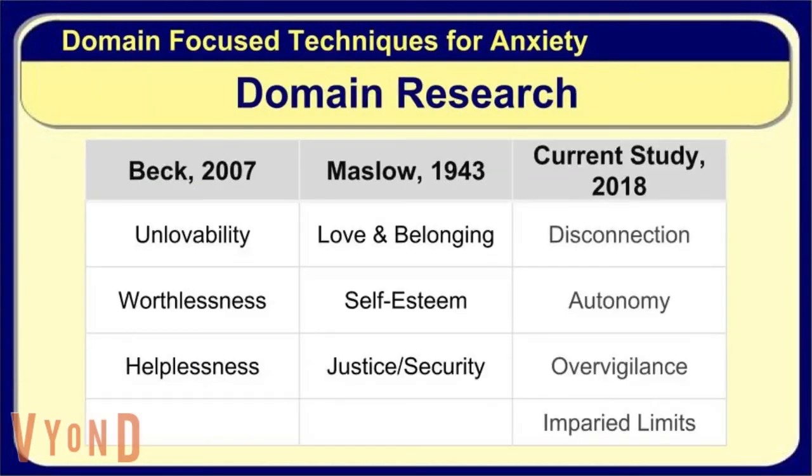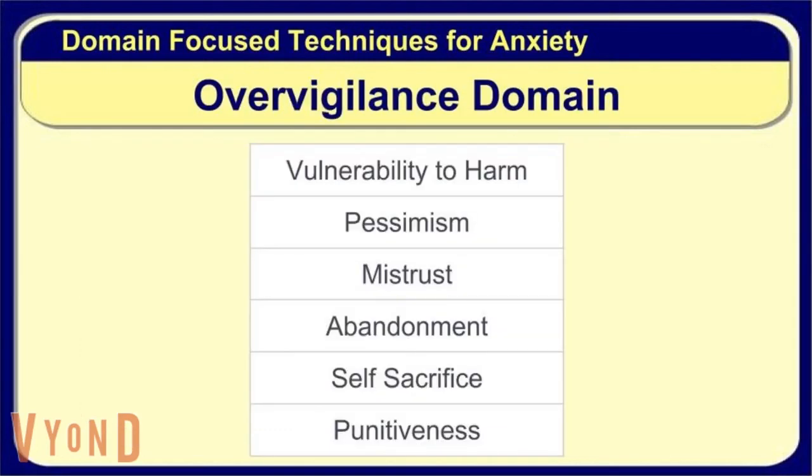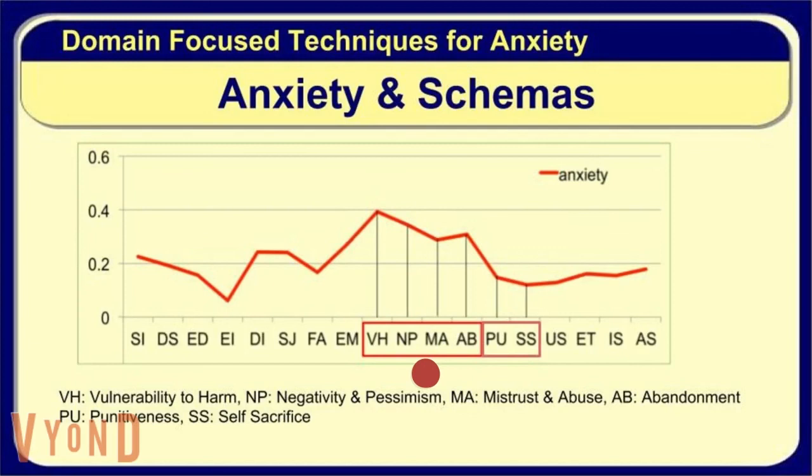When we compare our results with Beck's core cognition domains and with Abraham Maslow's Hierarchy of Needs model, it looks like we are talking about similar need concepts. This presentation is about the overvigilance domain, which consists of 6 schemas: vulnerability to harm, pessimism, abandonment, mistrust, self-sacrifice, and punitiveness. When we look at the relationship between anxiety scores and these schemas, the first 4 schemas have the highest correlations with anxiety. The other 2 schemas seem to have smaller correlation coefficients.